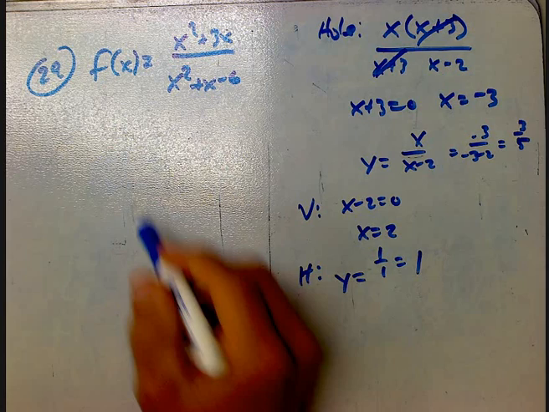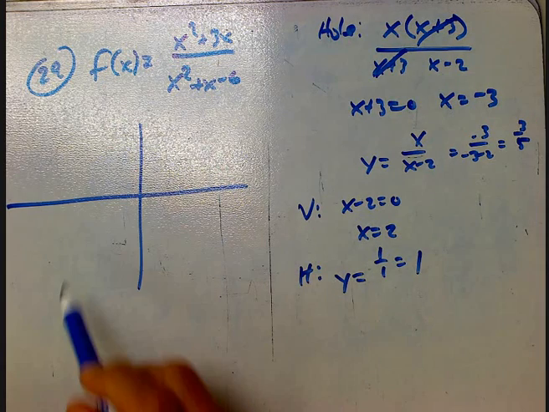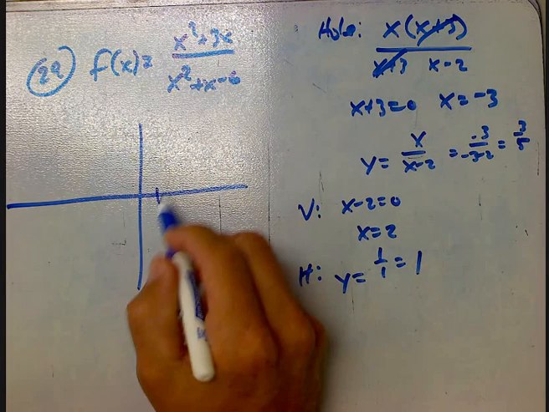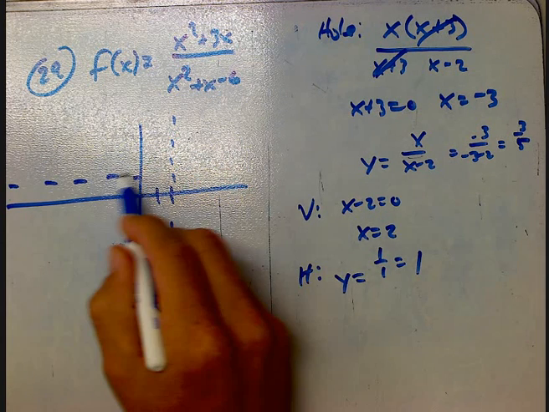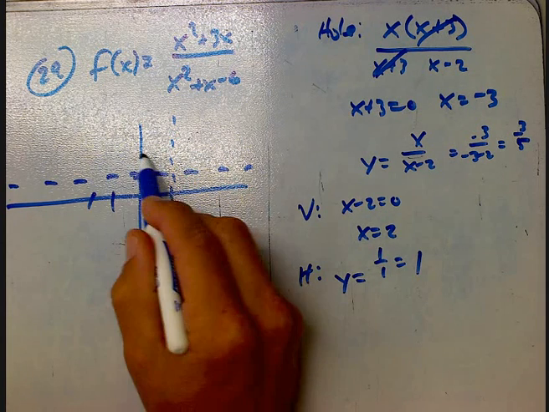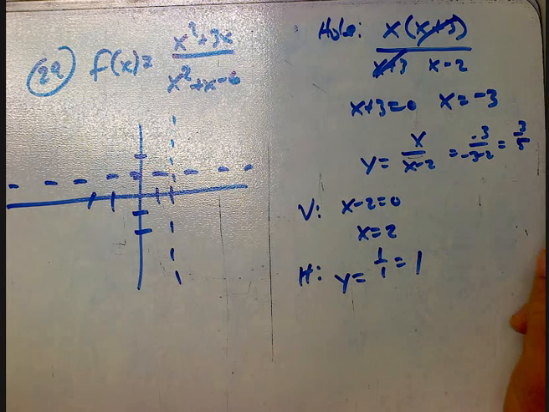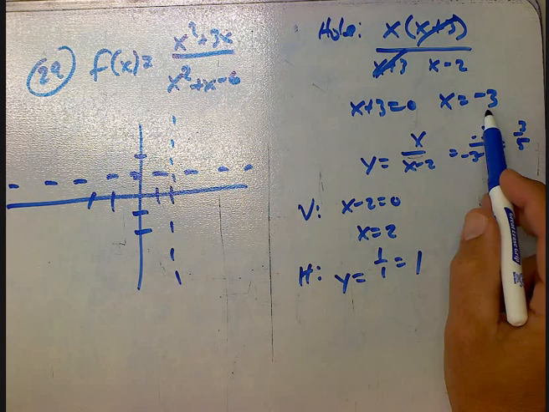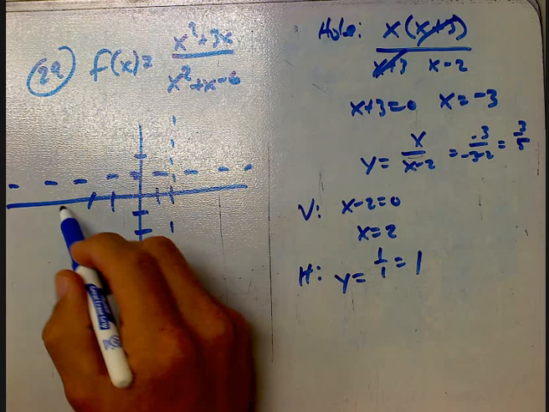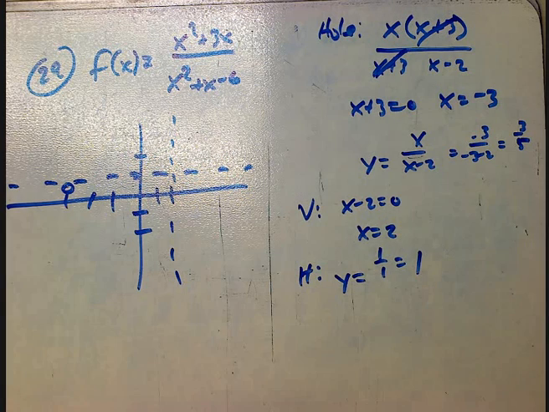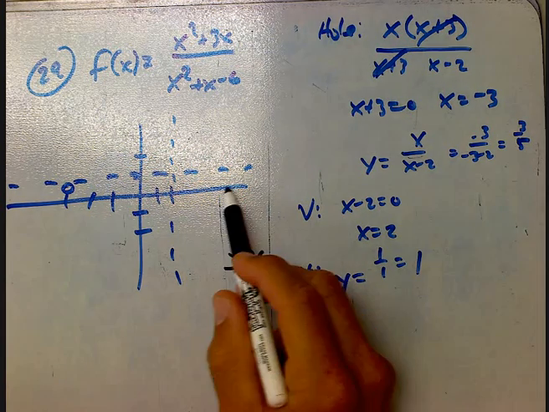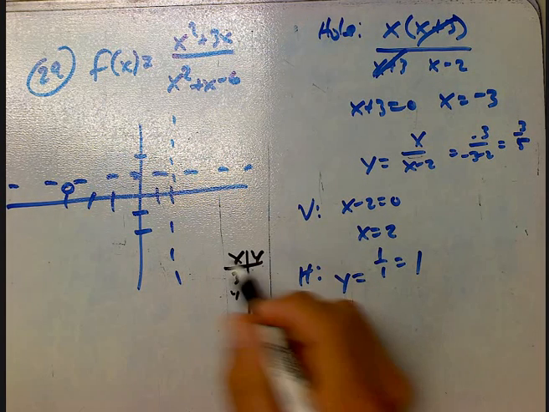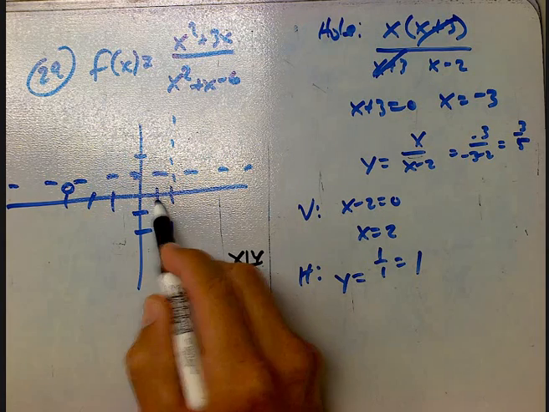Set up my graph. X equals 2 is an asymptote. Y equals 1 is an asymptote. And a hole is going to be at the point negative 3 comma 3/5. So it's about right there. Now I'm just going to make my t-chart. To the right of 2 is 3 and 4. To the left of 2 is 1 and 0. Put those numbers in and solve again.